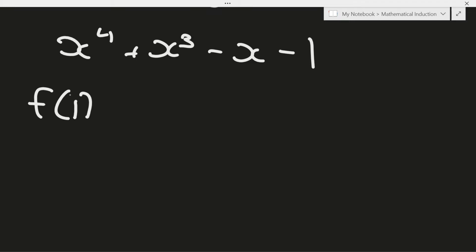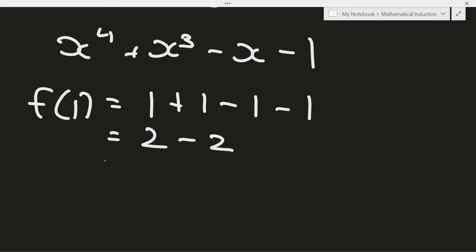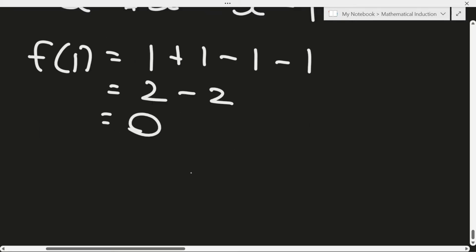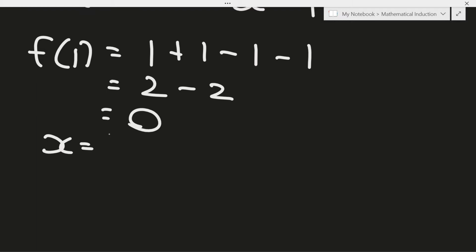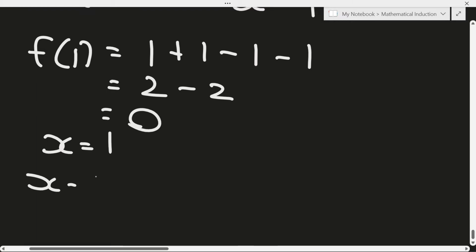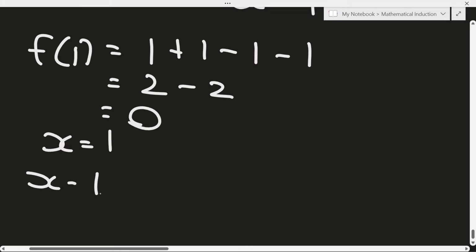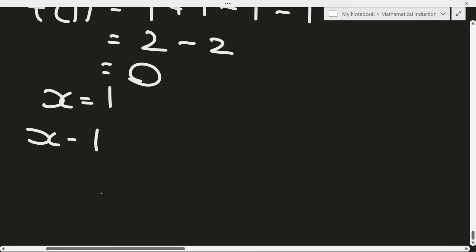Remember from earlier, wherever we see x, we'll put 1. This will be equal to 1 plus 1 minus 1 minus 1. So it's equal to 2 minus 2, which is equal to 0. Therefore, f of 1 is 0, which means that if x is equal to 1, then x minus 1 is a factor, right? So we know that x minus 1 is a factor.